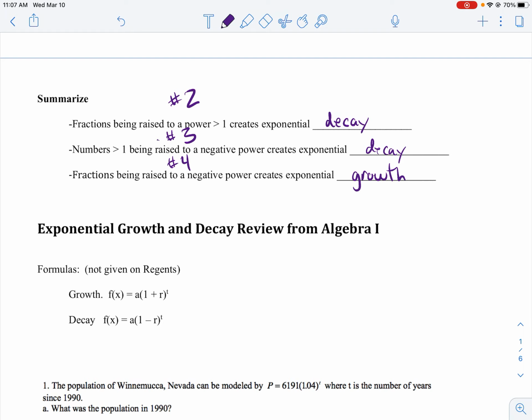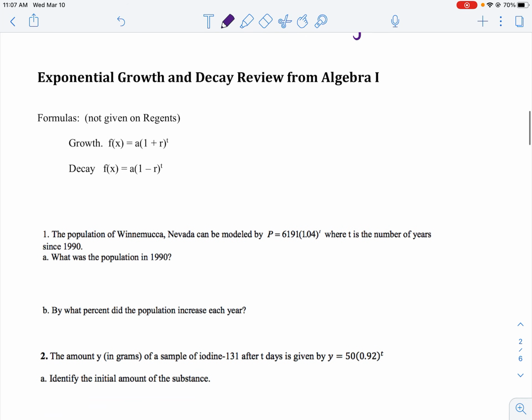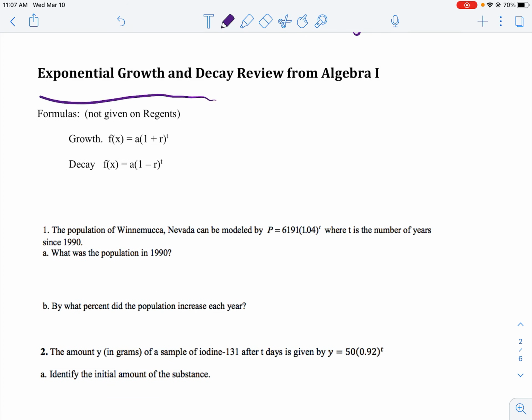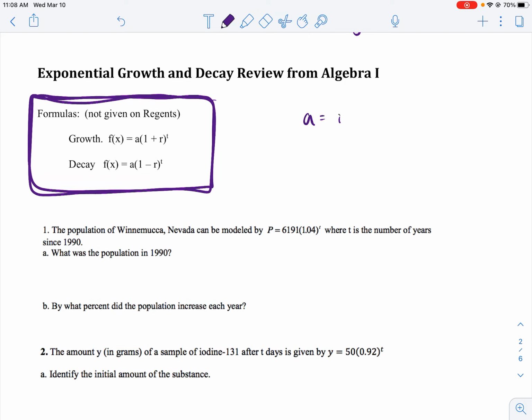Okay? So, from Algebra 1, these are not given on your Regents, but hopefully you recognize these two formulas. Growth looks like this, where A is our initial amount, R is our rate, and T is the time, the time span we're in reference to. Growth has a plus there, and decay has a minus. So I think that's kind of easy to recall. When you're growing, you're adding; when you're decaying, you're subtracting.